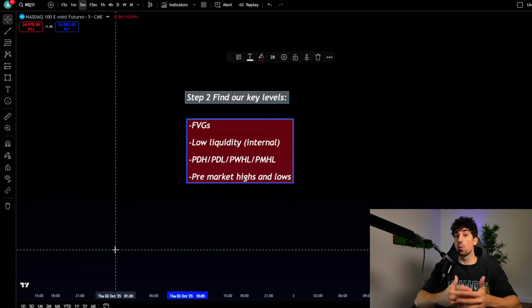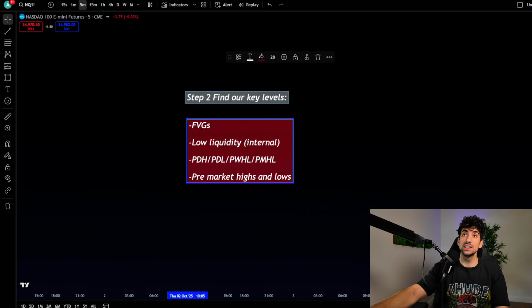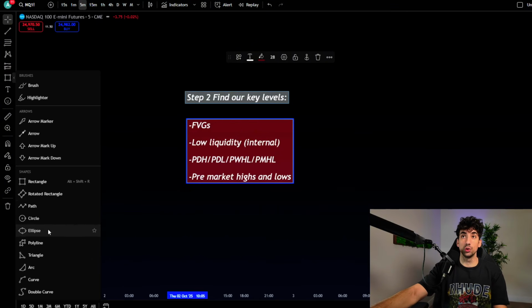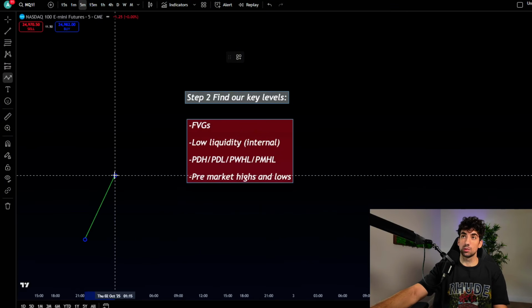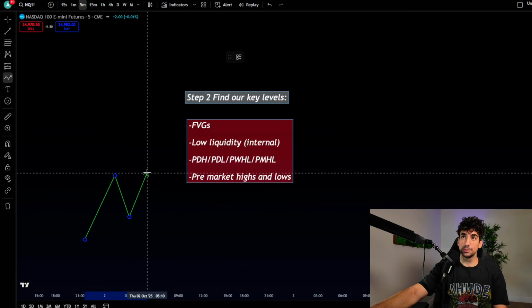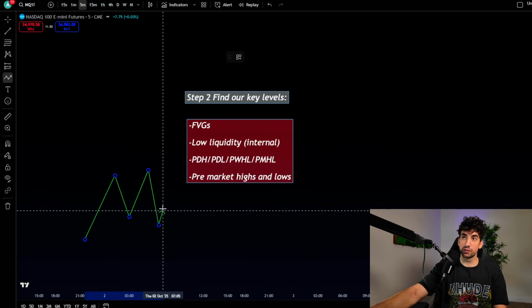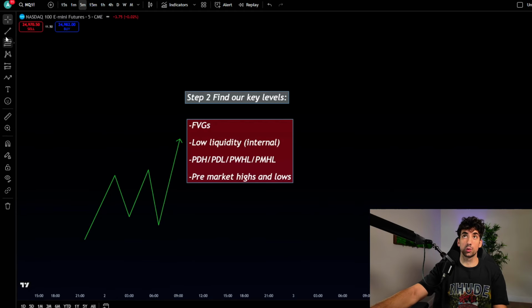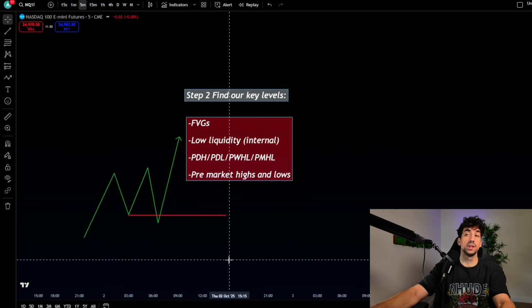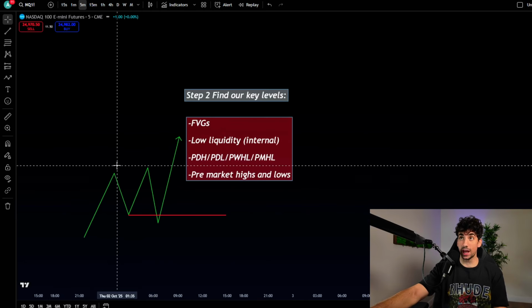But how do we know which key levels to aim for? Well, these are going to be your most important key levels. Fair value gaps, and these are going to be higher time frames, anything from a 15-minute all the way to a 4-hour or a daily fair value gap. Then low liquidity, which is internal liquidity. This is simply during a trend or during an uptrend, as we make our way up, this recent low becomes our low liquidity level. So this will be our low liquidity within this uptrend.